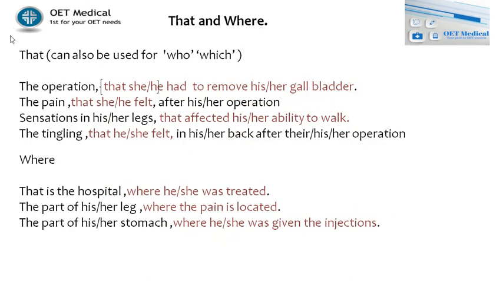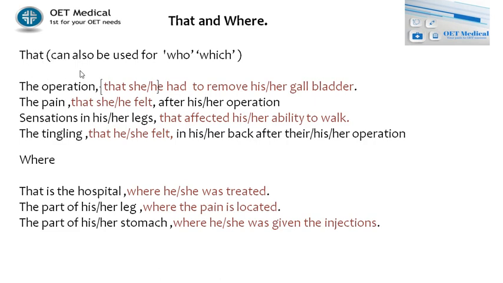That and where. Remember, that can also be used for who or which. I don't use it for who because who is better to describe people. That can be used for objects. So I don't use it in that case. I would rather use, if it's people, I always use who, if possible. Sometimes grammatically you cannot do that, but that's not for this video.